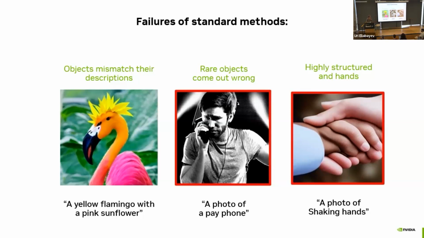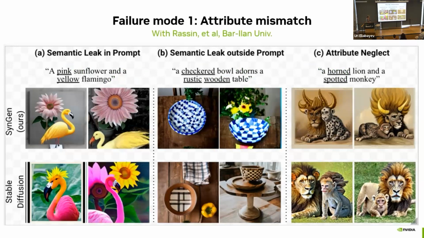Yeah. So I'm going to tell you about some attempts to address these. So first, this is a paper we just submitted. It's going to be on arXiv very, very soon. So, you know, very, very hot. This is our solution to the problem. Here you do get a yellow flamingo with a pink sunflower, and you can do much more complicated prompts, you know, checkered ball with rustic wooden table or horned lion. So you could really have complex attributes, and our method can correctly assign them to the right noun.